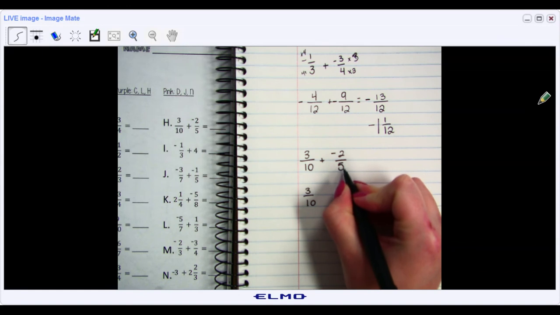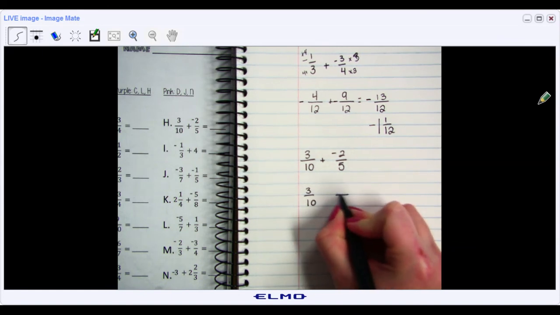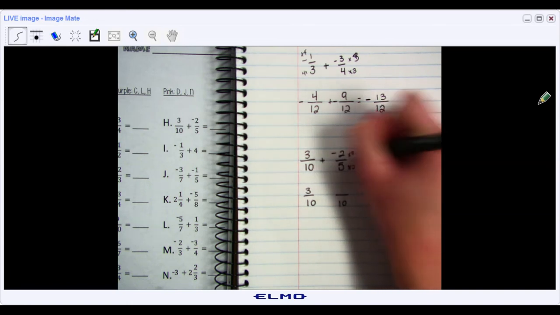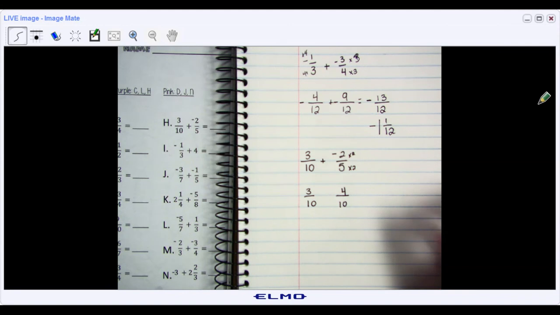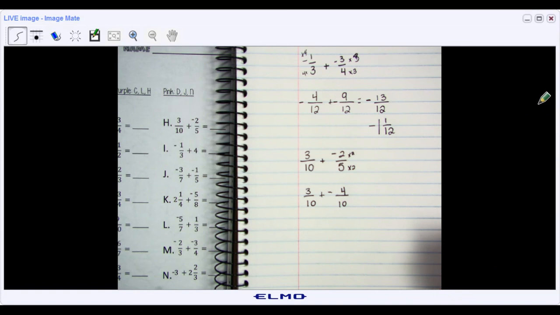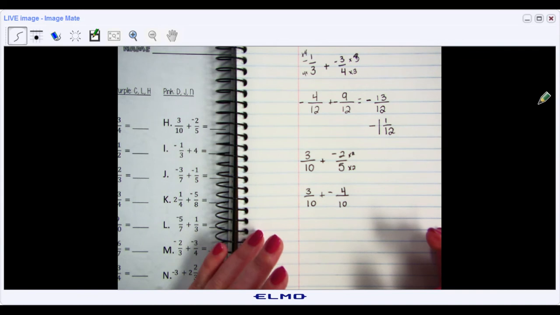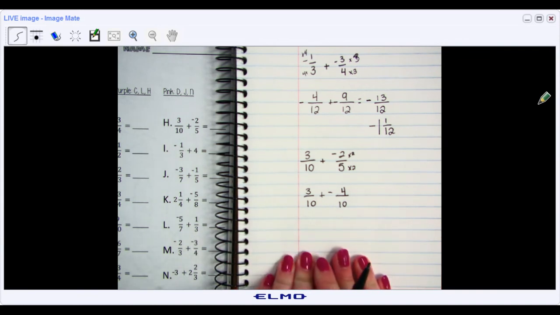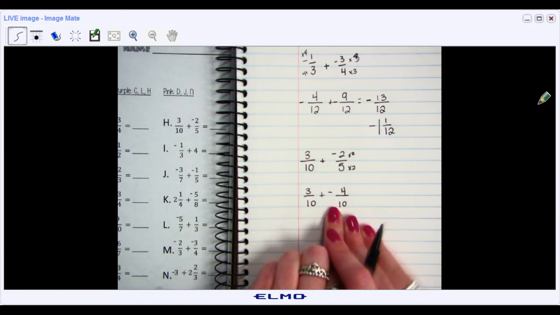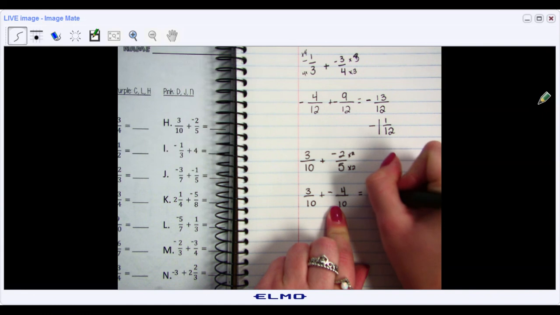And then this one, in order to get from 5 to 10, I have to multiply by 2. And whatever I do to the bottom, I got to do to the top. So we get 4. Now, we have then a plus, a negative. So now, we are going to want to take the absolute values of these. And we're going to want to keep the sign with the bigger absolute value. Now, with looking at these, the one with the bigger absolute value is our negative number. So I know my answer is going to be negative.